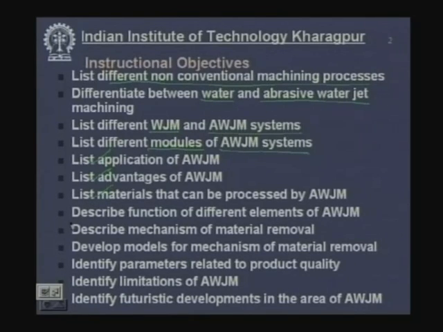Not only that, you will be able to describe the functions of different elements or modules which are required to build an abrasive water jet system, describe the mechanism of the material removal process, develop models for the mechanism of material removal, and identify parameters related to product quality. Whenever we undertake any manufacturing process, we are basically developing a product, so product quality is very, very important. You would be able to identify what those product qualities are and how the abrasive water jet parameters affect them. You would also be able to identify limitations of abrasive water jet machining.